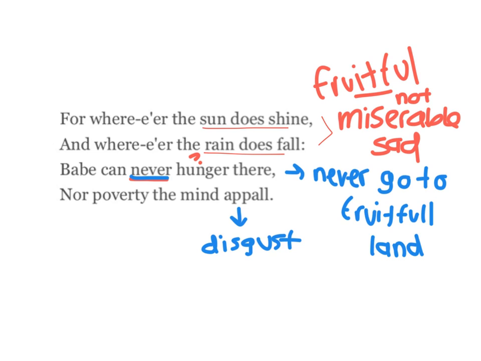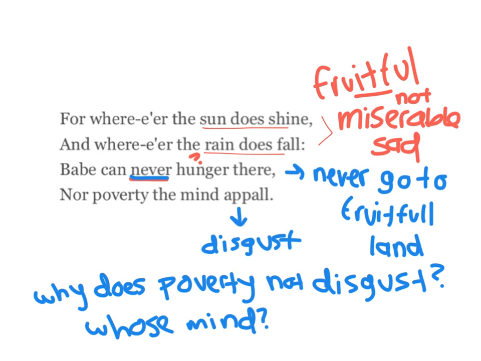It's also important in poetry to ask questions. So we'd ask ourselves, why doesn't the poem discuss whoever it's talking about? And also, who are they talking about? So we would ask ourselves these questions and even ask, whose mind does poverty not disgust?